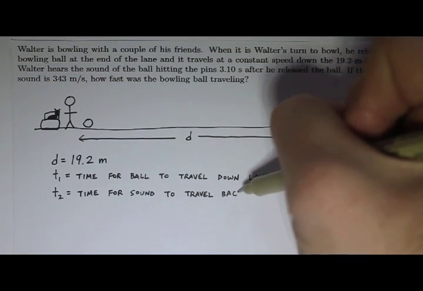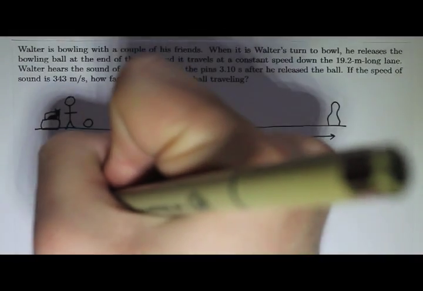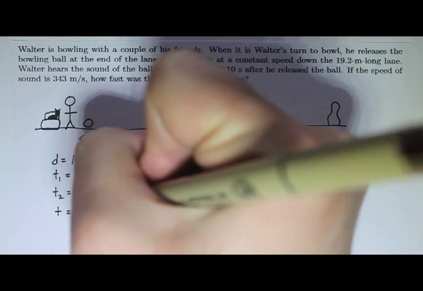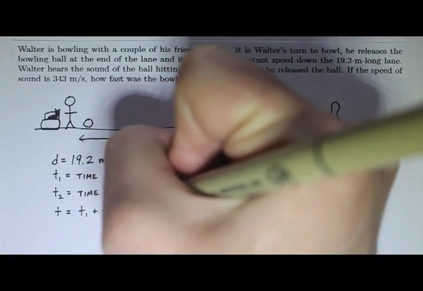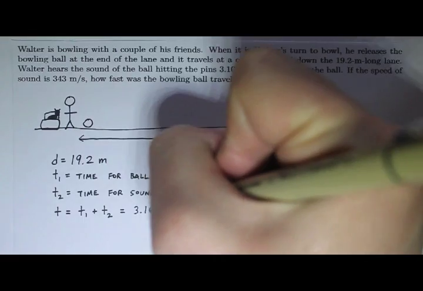So what is this 3.1 seconds? Well, that's the total time. So I'll call that T. And T is T1 plus T2. So when you add the times together, that is 3.1 seconds.